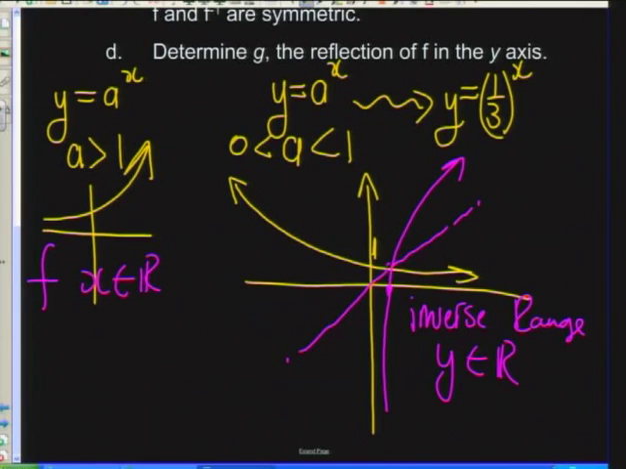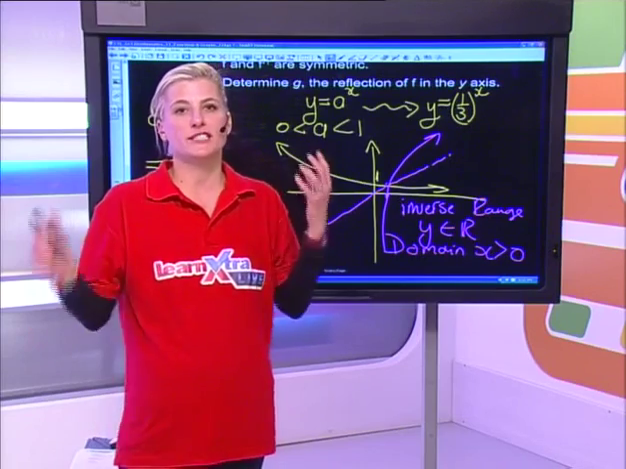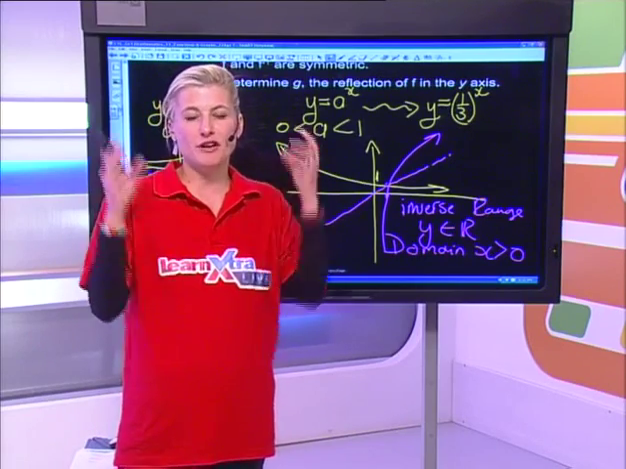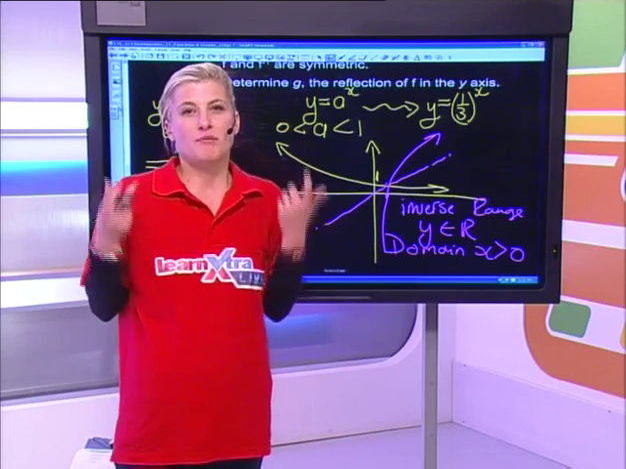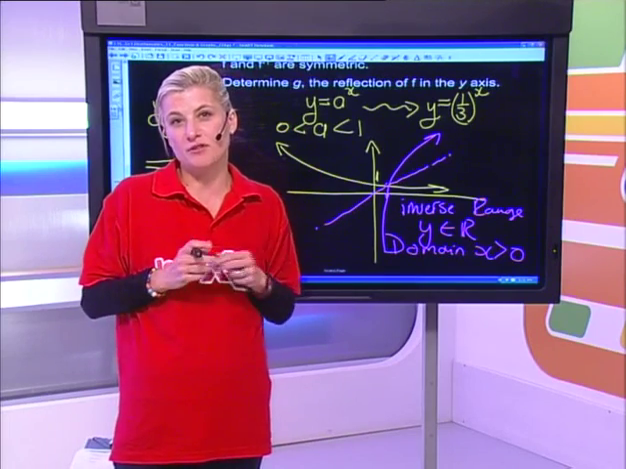And then again, if my original graph had a range of y greater than 0, then the domain of my inverse graph will be x greater than 0. So, yes, I've drawn it to show you, but it's very important that you know the domain and range of your basic exponential graphs, because for the inverse, they just swap around.